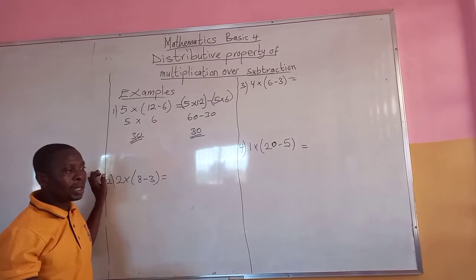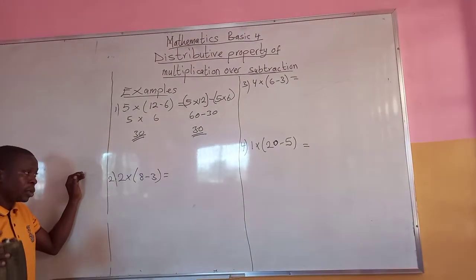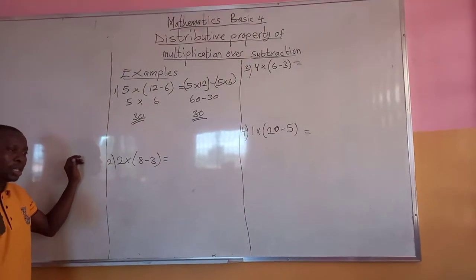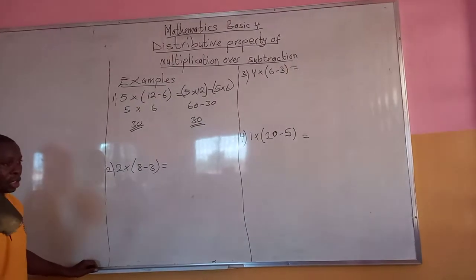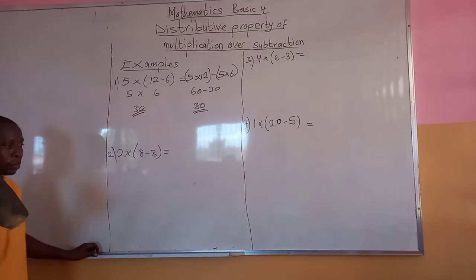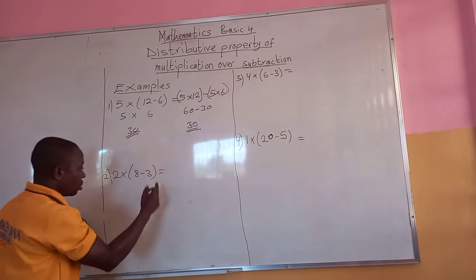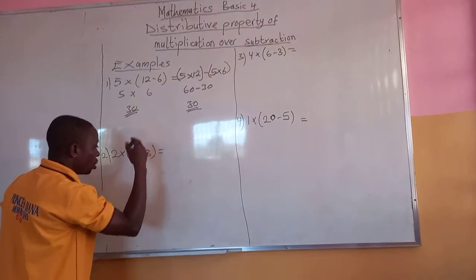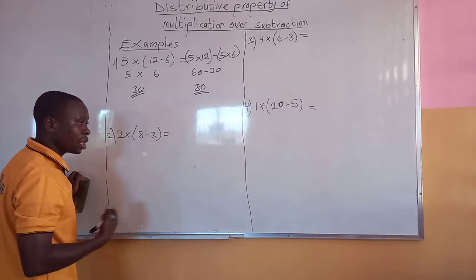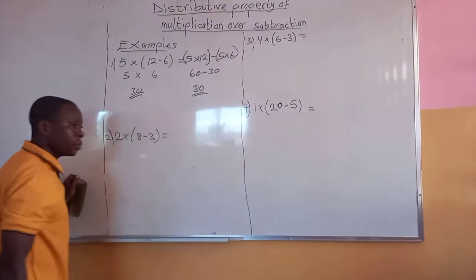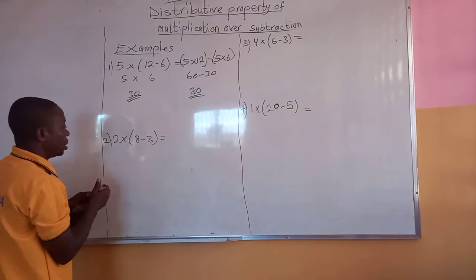Multiplication is distributive over subtraction. Apart from the distributive property, subtraction is not. We can't have subtraction over multiplication, but we have multiplication over subtraction. Okay, good. Now let's look at the next example.